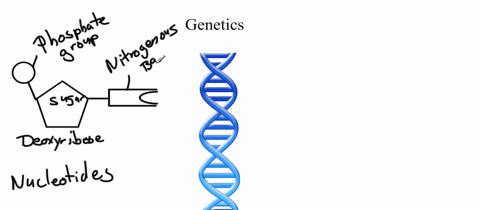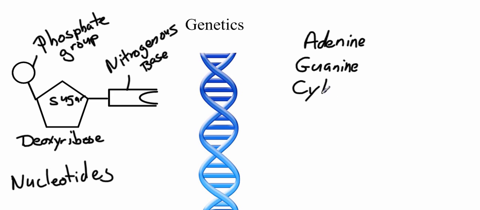Now, what makes each nucleotide different are these nitrogenous bases. When we talk about DNA, we have four different possibilities. We have adenine, we have guanine, we have cytosine, and we have thymine. Okay, so like I said before, the nucleotides all have the same parts, but the bases differ between each nucleotide. There are only four different nucleotides.